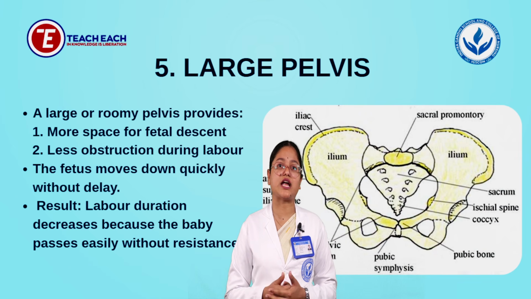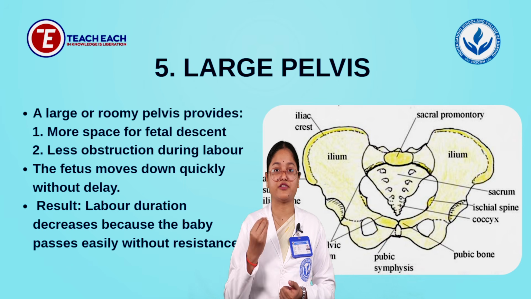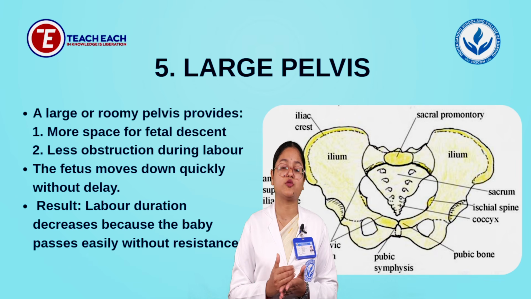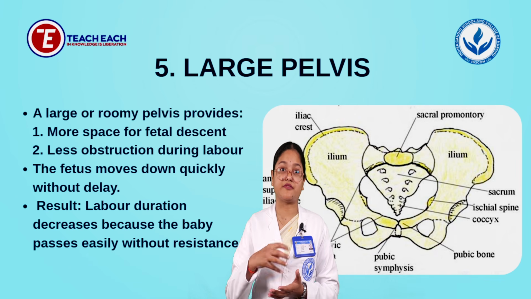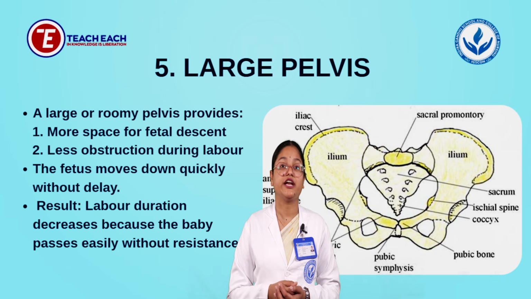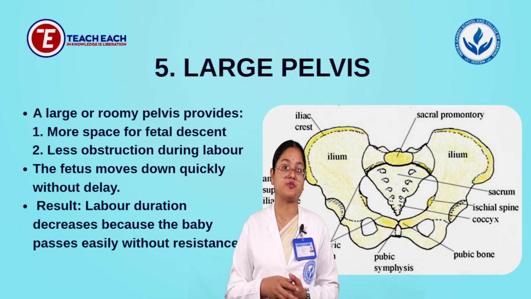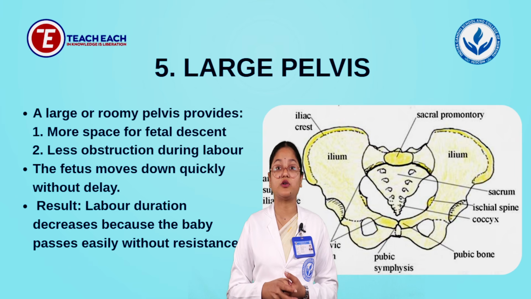Next is the large pelvis. Large means it will give more space. The cavity area, especially, we need to think about. Male and female pelvis are different. The healthy female pelvis is the gynecoid pelvis, and the pelvis having a cavity of 12 centimeter diameter will give more space to the baby to deliver very fast and smoothly. Labor duration decreases because the baby passes easily without any resistance.